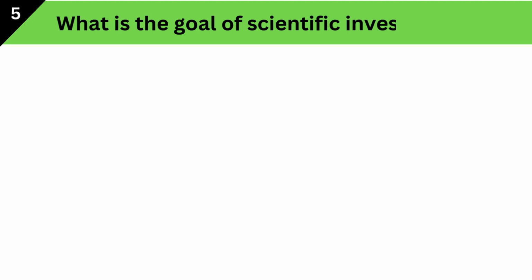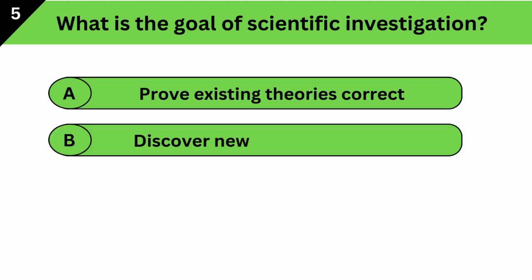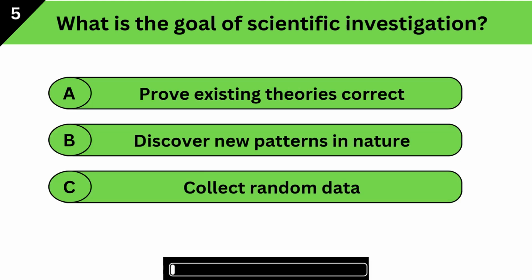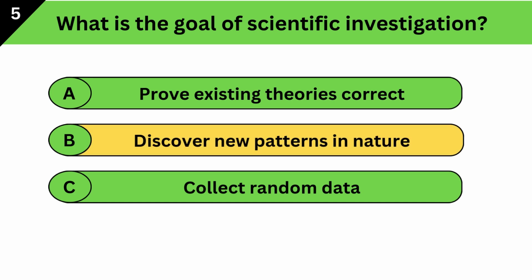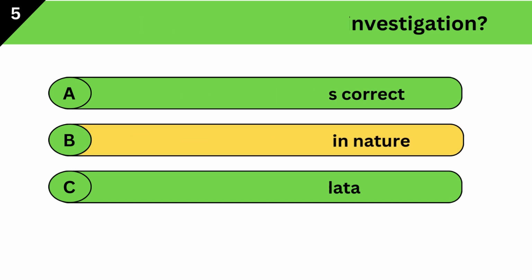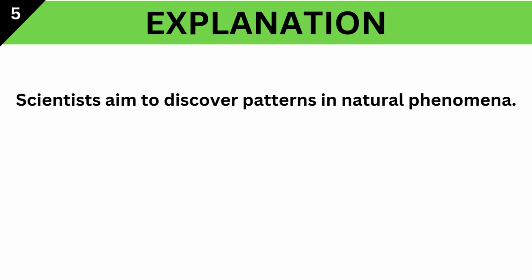What is the goal of scientific investigation? Option A, prove existing theories correct. Option B, discover new patterns in nature. Option C, collect random data. Correct answer. Explanation. Scientists aim to discover patterns in natural phenomena.